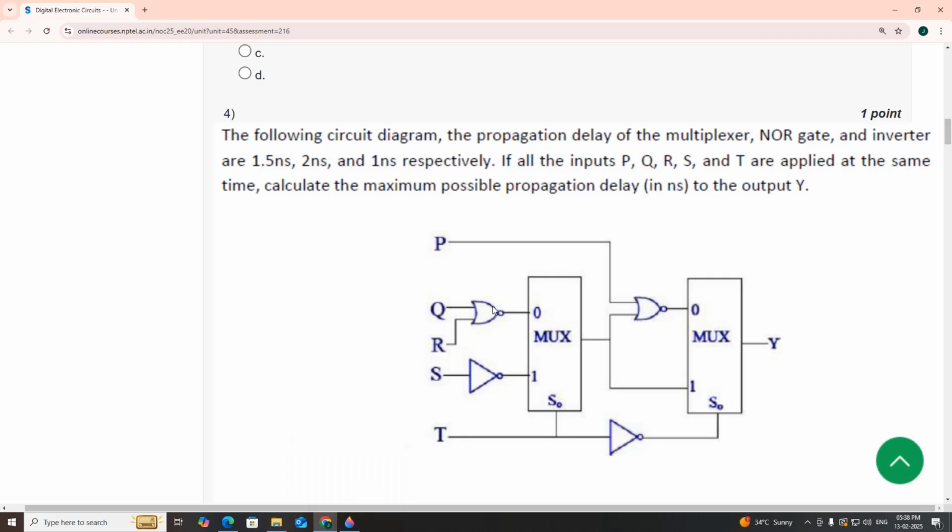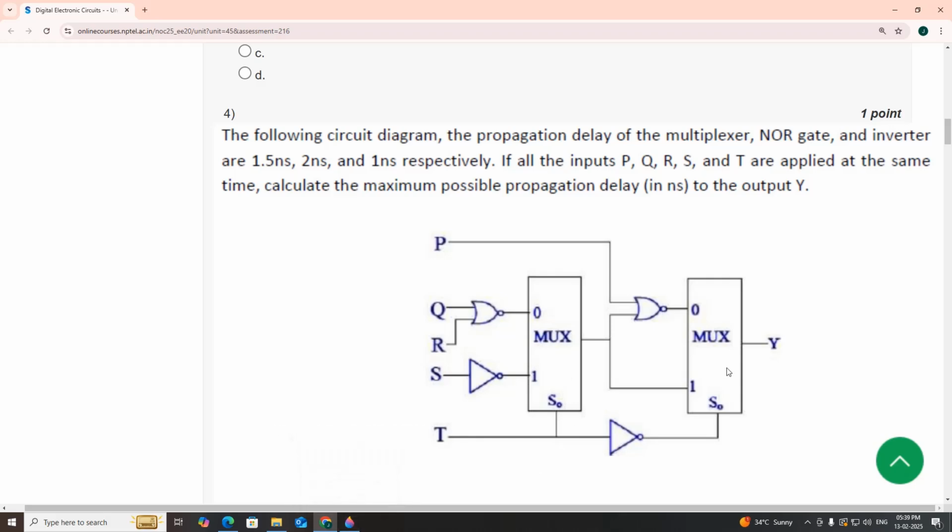So here we have the NOR gate. First multiplexer, NOR gate, and then inverter. The multiplexer is 1.5. The NOR gate has the maximum delay, and the least delay is the NOT gate. The multiplexer has a 1.5 nanosecond delay. Now we'll see the delay of this one in the solution.